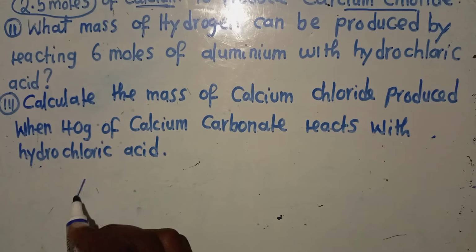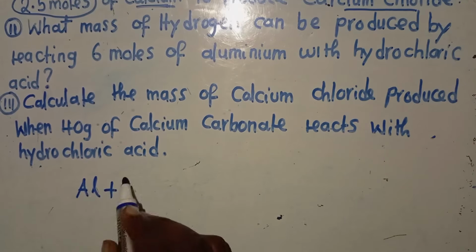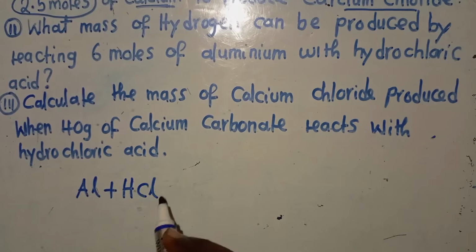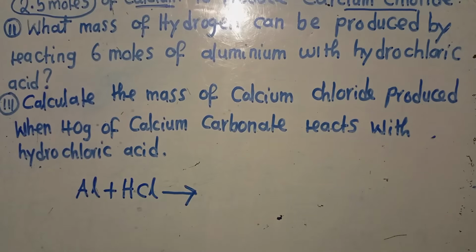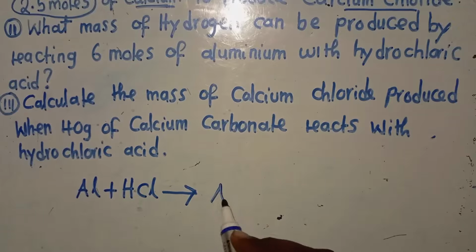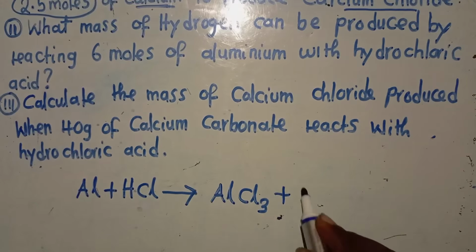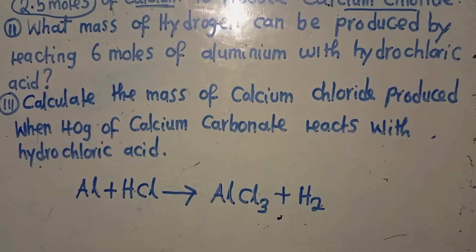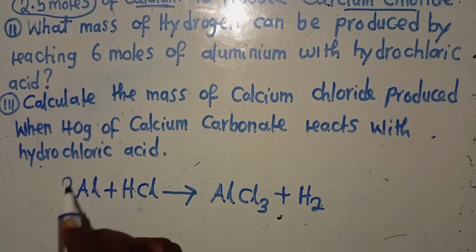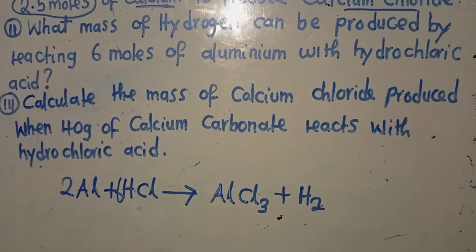So how are you going to construct an equation? You say, okay, aluminium is reacting with what? Hydrochloric acid. So when this reacts, what are we going to form this side? We are going to form aluminium chloride, a 3 there, because that one has got a 3, plus what? Hydrogen gas. I'm not teaching how to balance, but you need to know how to balance this, so we just put a 2 there, you put a 6 there, we also put a 2 here, then this equation is balanced.